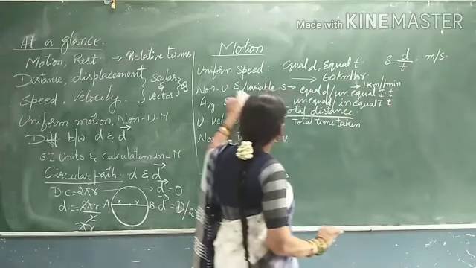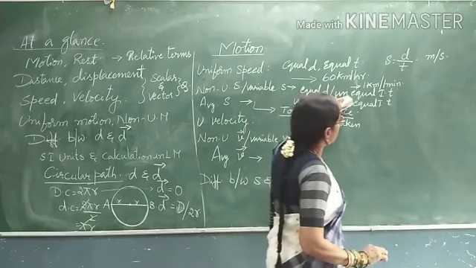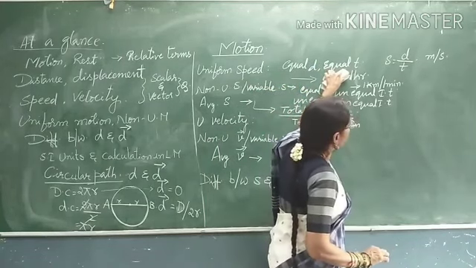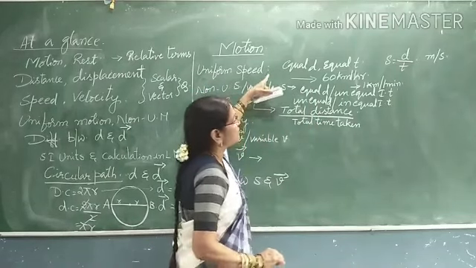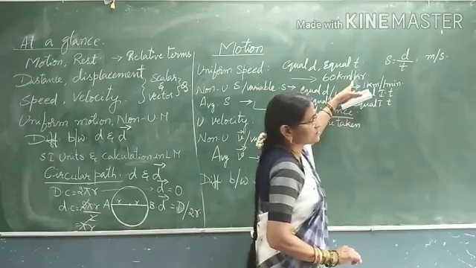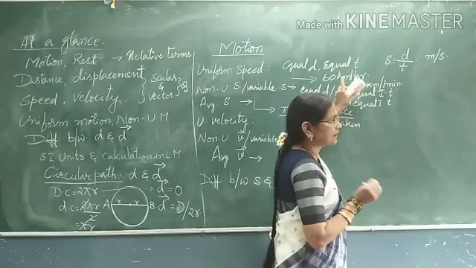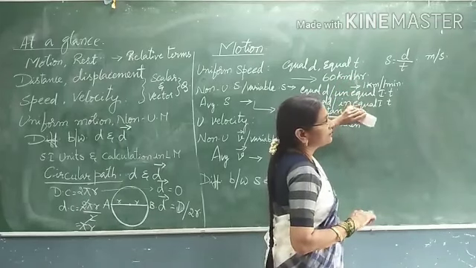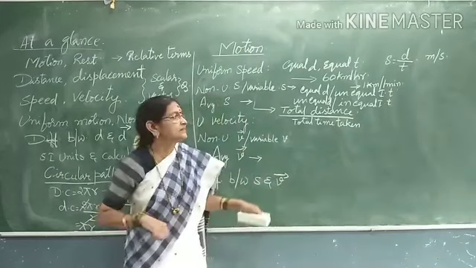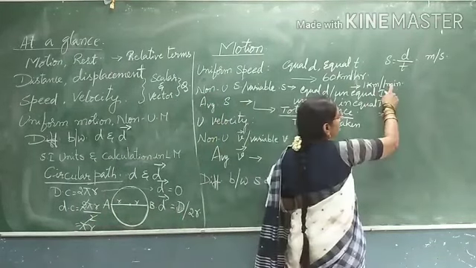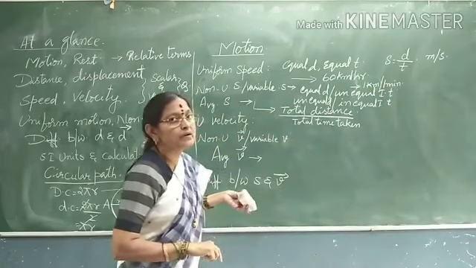Now when a body is covering equal distances in equal intervals of time, it is said to be moving in uniform speed. For example, 60 kilometers per hour. That means it covers 30 kilometers in half an hour, 10 kilometers in 10 minutes, 15 kilometers in 15 minutes. So each minute it is covering a distance of 1 kilometer. That is called uniform speed.